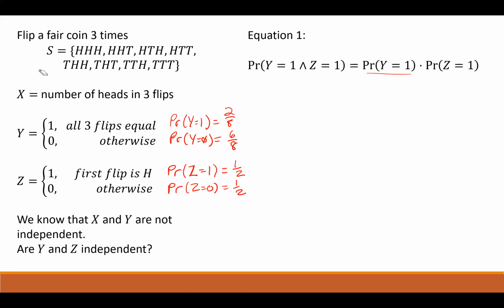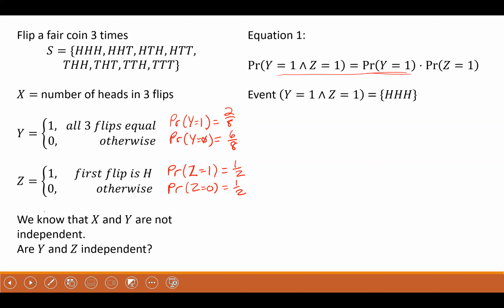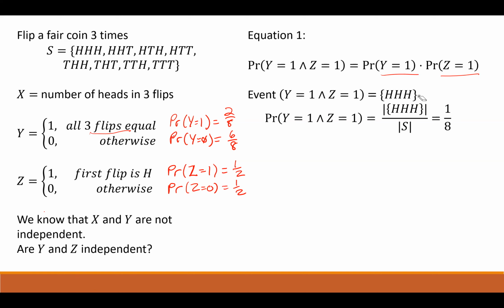Okay, so now that we have those, now we can figure out all of these equations. Right, so I know the probability of y equals 1 and z equals 1. That is, all three flips are equal, and the first flip was heads. Well, I didn't really write it out in all the details, but it just consists of this one outcome, right? That's the intersection of these two events. So that means the probability of this, it's a uniform probability, is the size of that outcome over the size of the sample space, and it's 1/8.